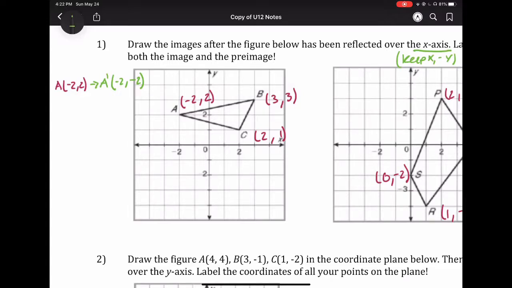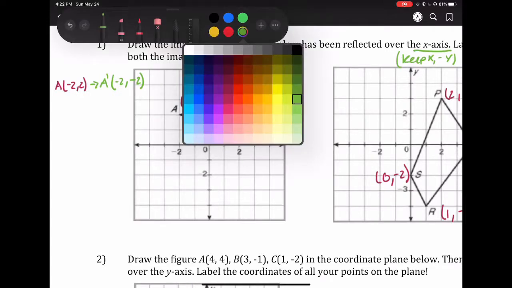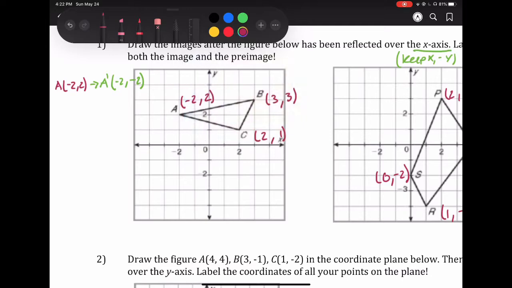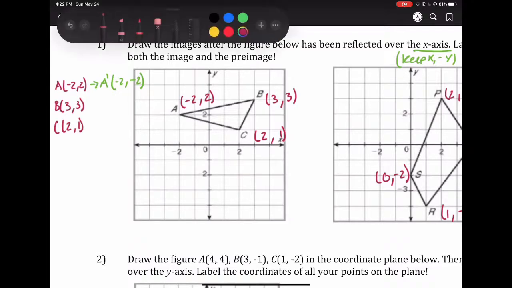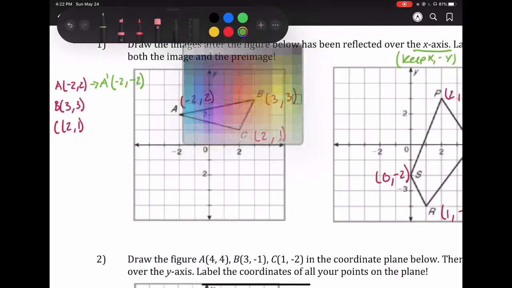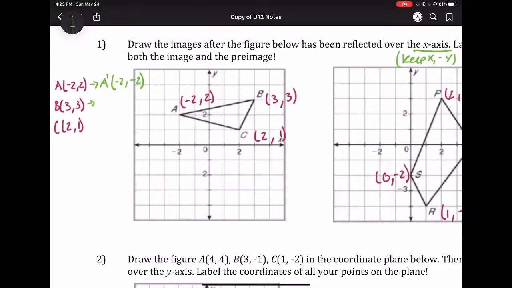And now I want to do that same thing for the other 2 points here as well before I graph it. So I have B at 3, 3, and C at 2, 1. And I'm negating the y's on those and keeping the x's to get my new points. So my new B is at 3, negative 3. My new C is at 2, negative 1.